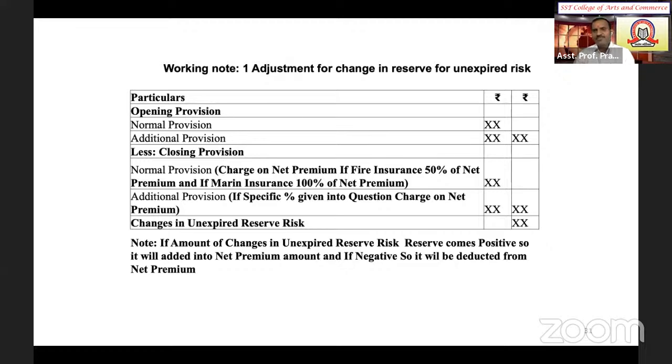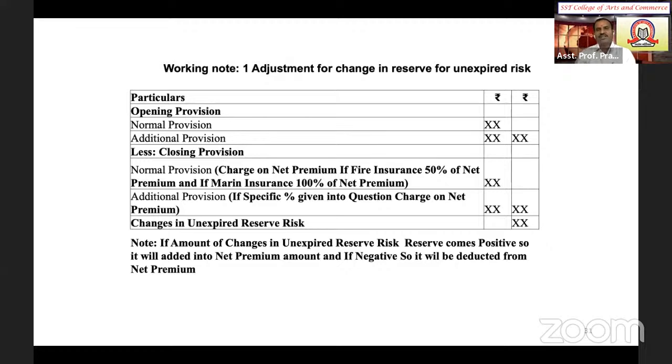And for closing provision, again we have to charge the normal provision on net premium. If my business is fire insurance, so 50% of the net premium. And if my business is marine insurance, so 100% of the net premium. Then sometimes the question also asks for additional provision. So a specific percentage is given in the question, and that percentage must be charged on net premium. And finally, you will get one amount. That amount we call the change in unexpired risks reserve.